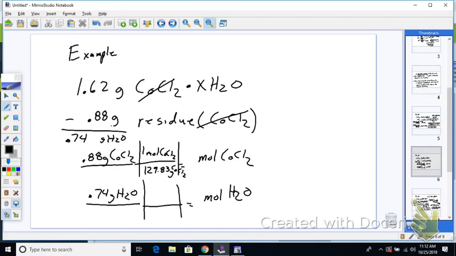Okay, so when I do the calculation, I'll get moles out of that. Then I'll do the same for water. Water is 18.02 grams to 1 mole. And I'll get the moles of that. So now I can look at my mole ratio when I do that.